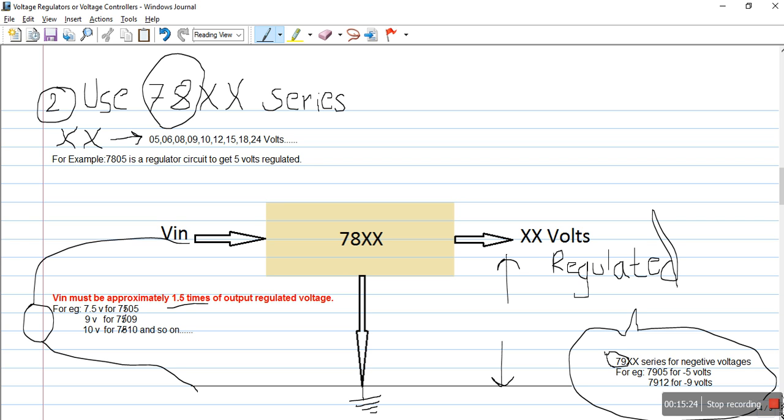Because the maximum voltage would be a limited voltage. Those things will be mentioned in the data sheet of the IC. I would recommend one must go through all the specifications in the data sheet before using an IC. So far we have seen two types of voltage regulator, but we will go through one problem in the next slide.